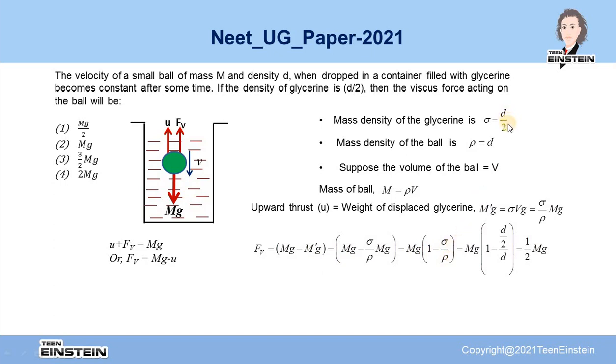Now sigma is d by 2 and rho is small d. So upon simplification we get the viscous force Fv is equal to half into mg. Therefore the first option would be the correct answer for this problem. Thank you.